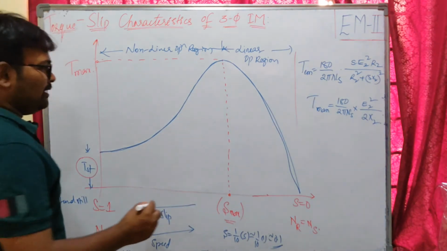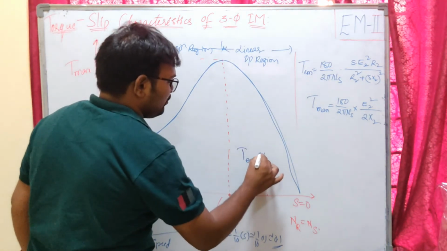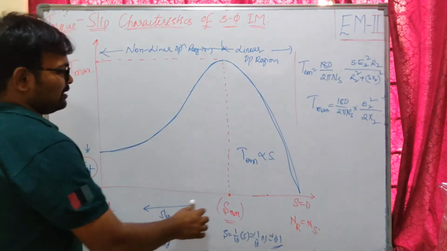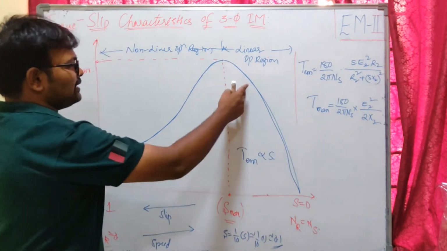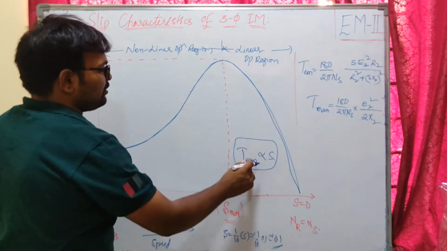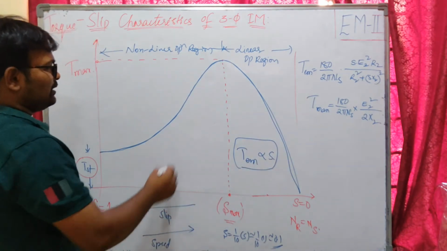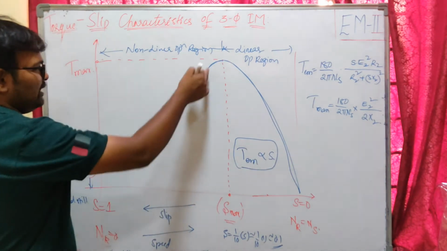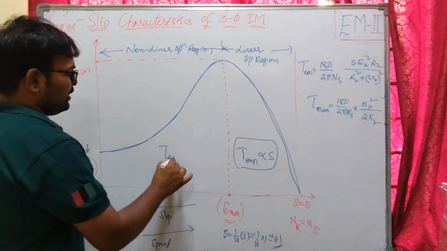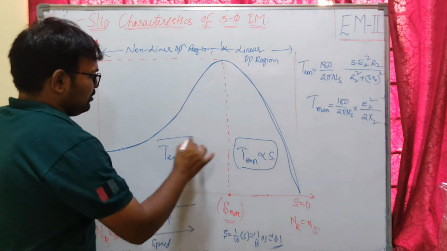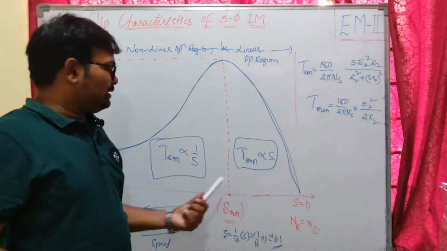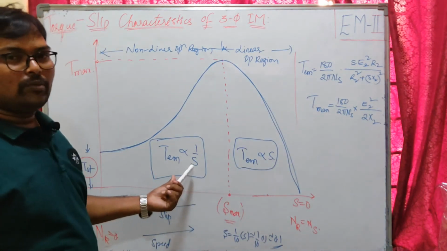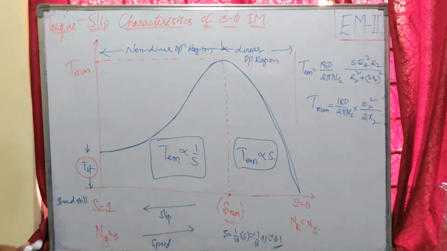Okay, this is my T electromagnetic proportional to slip here. Whenever the slip is moving from s equal to 0 to s max, our torque is increasing. That means the relation between electromagnetic torque and slip is directly proportional. Here whenever my slip is increasing, my torque is decreasing. That means my electromagnetic torque and slip relation will be 1 by s. In this region my torque is directly proportional to slip, in this region my torque is inversely proportional to slip. This is my torque slip characteristics of 3-phase induction machine.